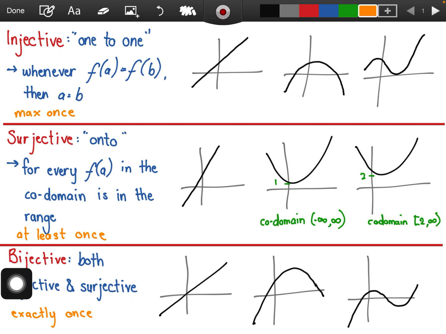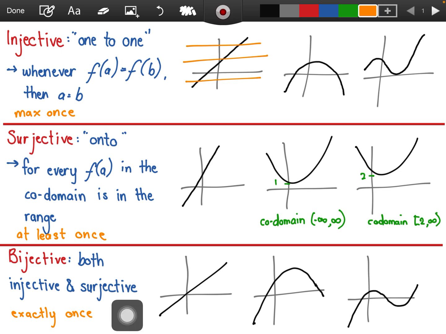So what we're actually going to do to figure out what's injective, what's surjective and what's bijective is we're going to start using these horizontal lines across a graph. Basically, I'm just going to be drawing horizontal lines, you can see it on this first graph here, like this, across a graph to figure out whether or not something is injective or surjective or bijective.